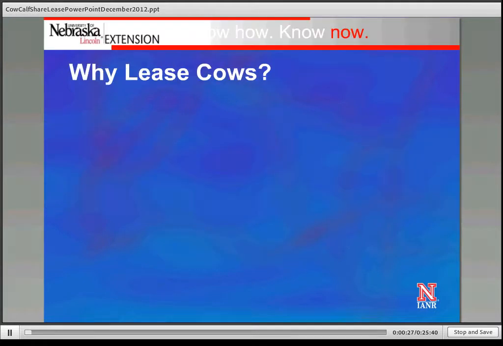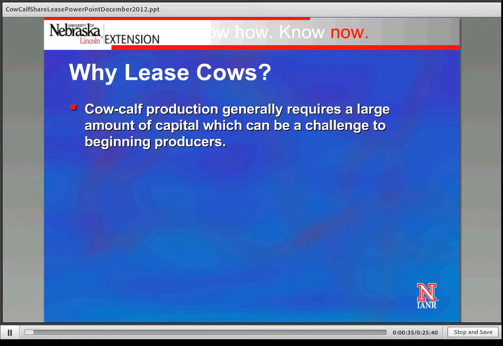Before we get into using the spreadsheet tool and looking at an example, I thought it might be good for us to review why we might consider leasing cows. Cow-calf production generally requires a large amount of capital when you think about the operation. We're looking at a land base, cattle, equipment, and those require large inputs in capital, especially as we look at how values for those have increased in recent times.